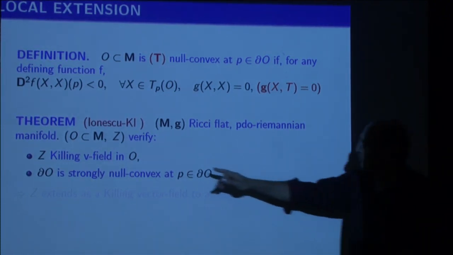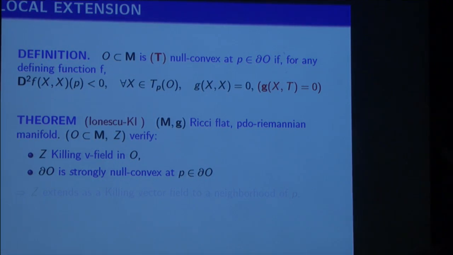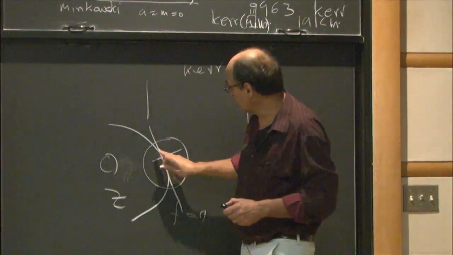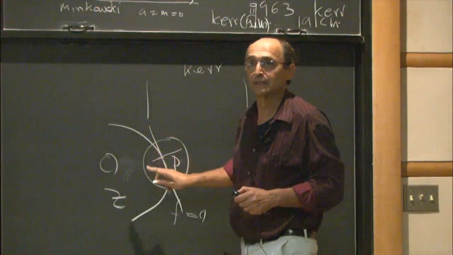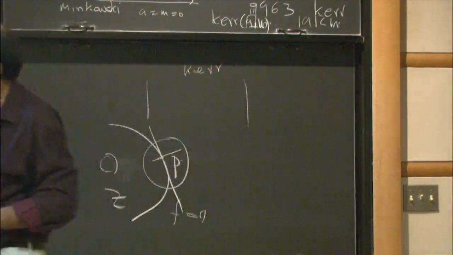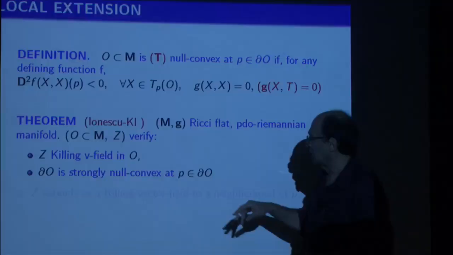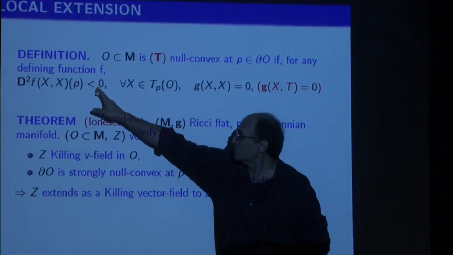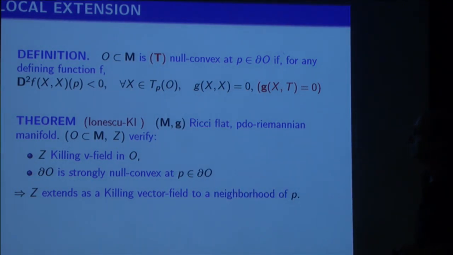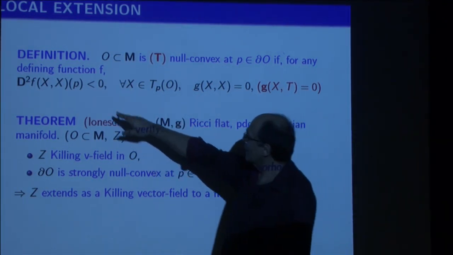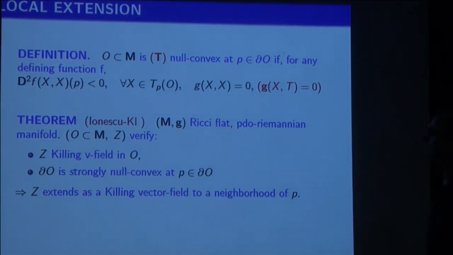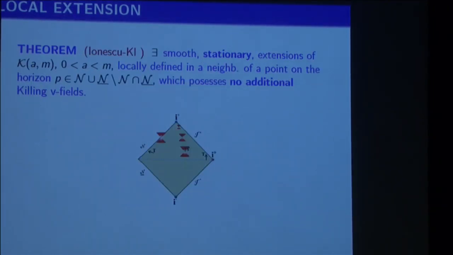If you have a Killing vector field in O, which is what I have here, and I want to extend it past P, I can do it if this null convexity is verified. So this is a very general result that tells you the importance of null convexity. In fact, it's a strong null convexity because I need strict here. In the next slide, I'll show you a counterexample of what happens if you get zero here.